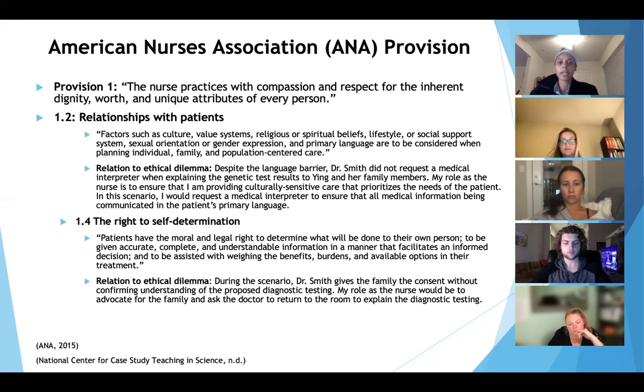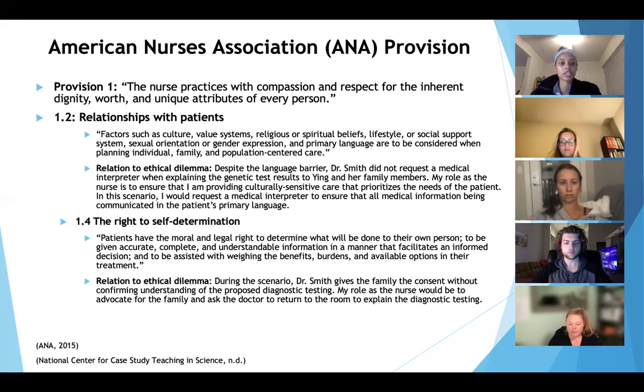So despite the language barrier, Dr. Smith did not request a medical interpreter when explaining the genetic results. And so our role as the nurse in this situation would be to provide culturally sensitive care, prioritizing the needs of the patient, and also requesting a medical interpreter on their behalf to help facilitate that communication and make sure everyone's informed. This also gives the patient a chance to ask questions and express concerns, and it's also really important for the doctor and the nurse to know that they had reservations about Western medicine. That way we can make sure we're using therapeutic communication to bridge some of those gaps.